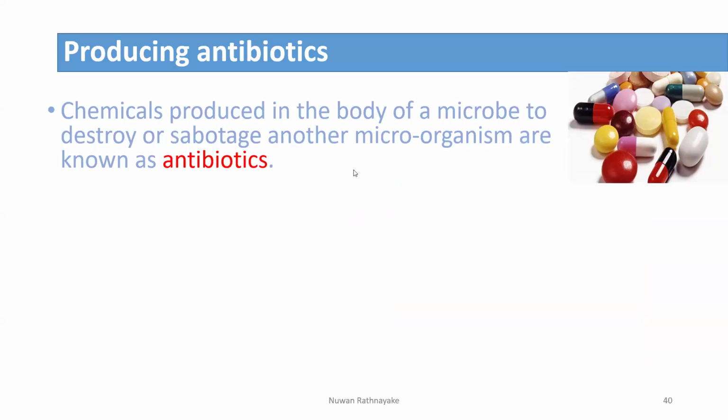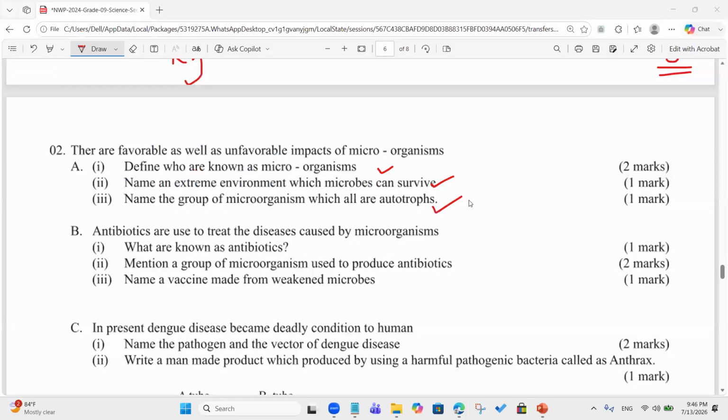And we learned one for fungal infections. Remember that one? What do you call it? You can unmute, Lamai. What do you call it? That's griseofulvin, right? Take 1 mark. So for the definition, you can take 1 mark. Mention a group of microorganisms used to produce antibiotics. You can write bacteria or fungus, right?